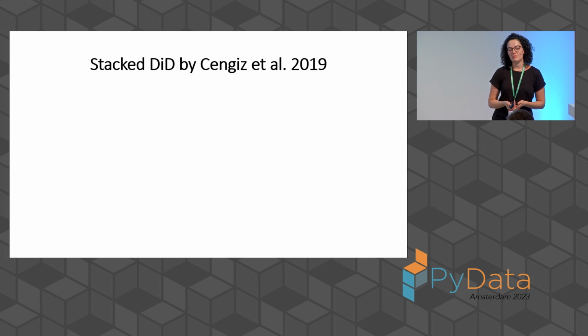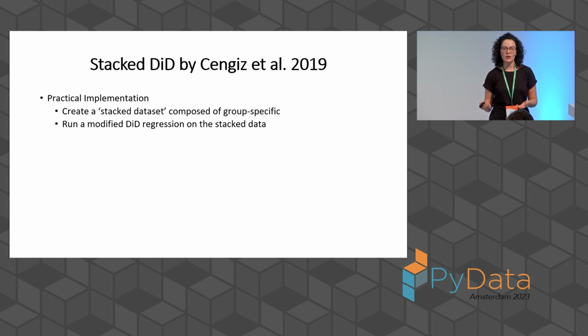The other option, in my opinion, is to use stacked difference and differences. How does this work? Initially you create a treatment group-specific data set, and you include clean controls in these little data sets. Later you stack these data sets on top of each other, and you create this stacked data and run a modified difference and differences analysis for this data.